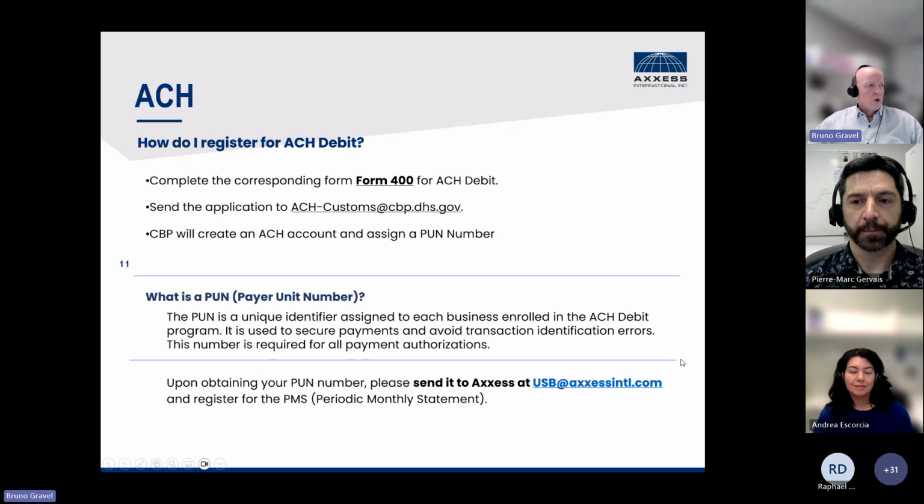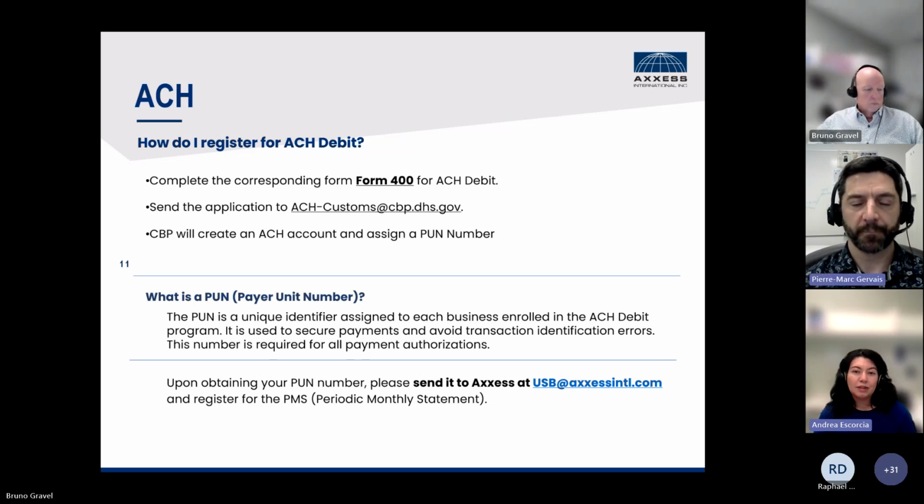Thank you. How do we register for ACH debit? So you will need to start by completing the corresponding form, which is form 400 for ACH debit. Then you will send the application to the following email, and CBP will create an ACH account and assign you a PUN number.